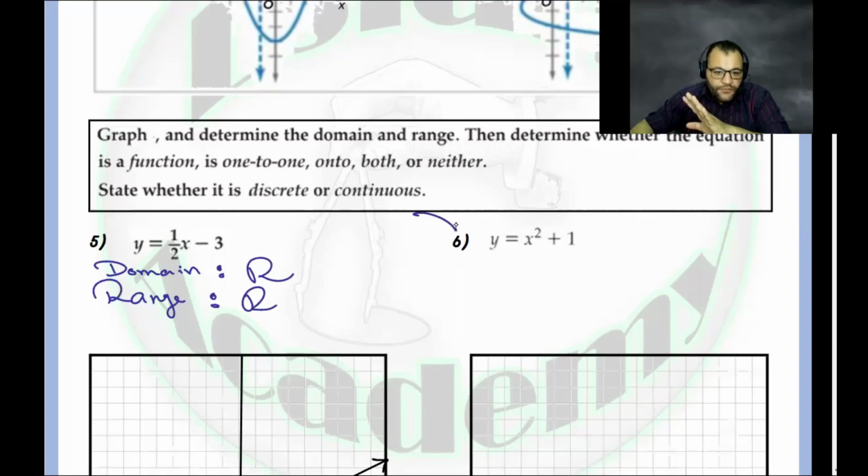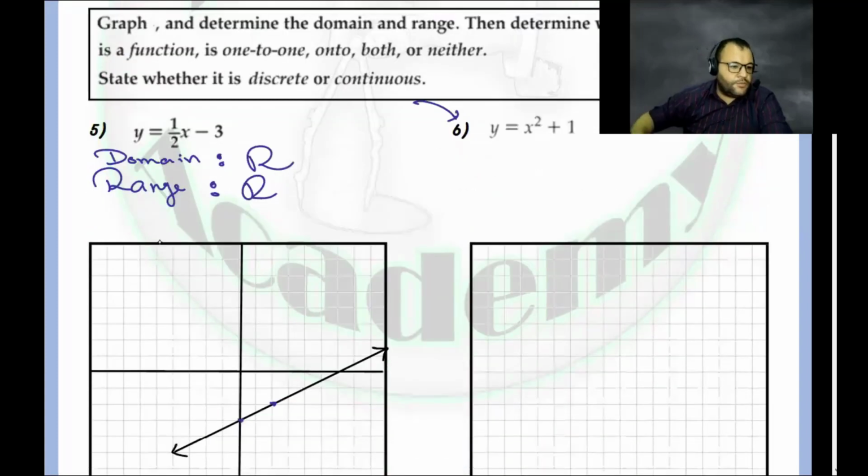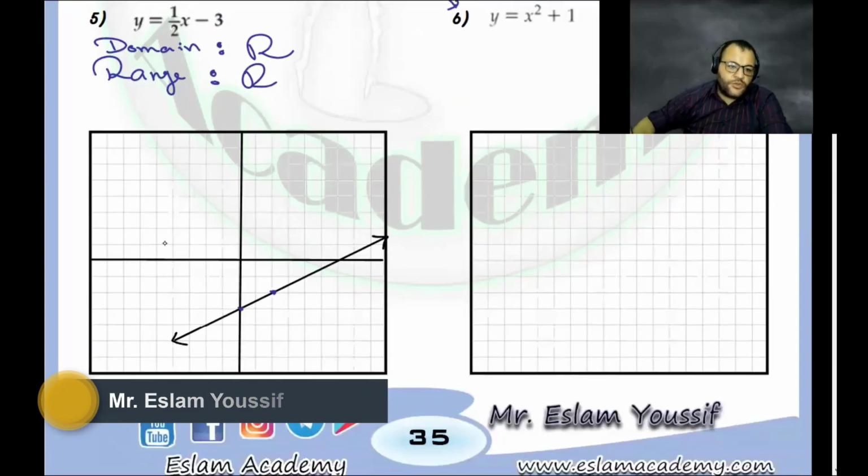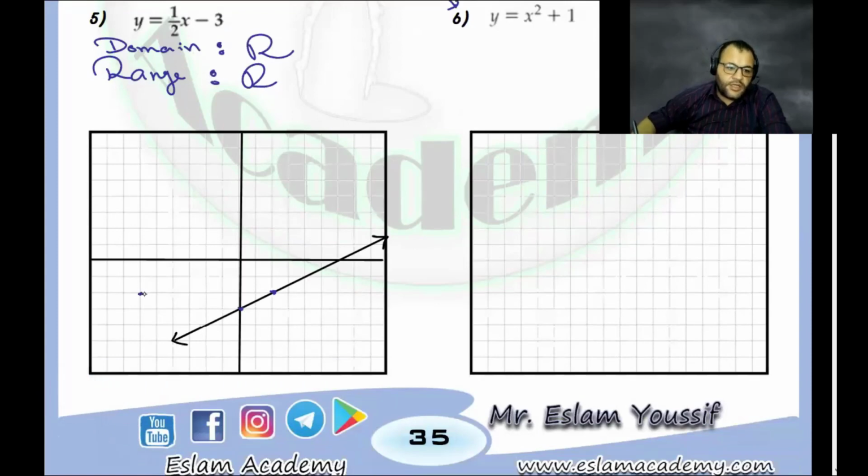How can we solve number 6? It says state whether it's discrete or continuous. What is the meaning of discrete? There isn't going to be a line, just points. There is no line, curve, anything. If you start from left to right when graphing, you put the pen down and don't remove it until you finish. That is the meaning of continuous.